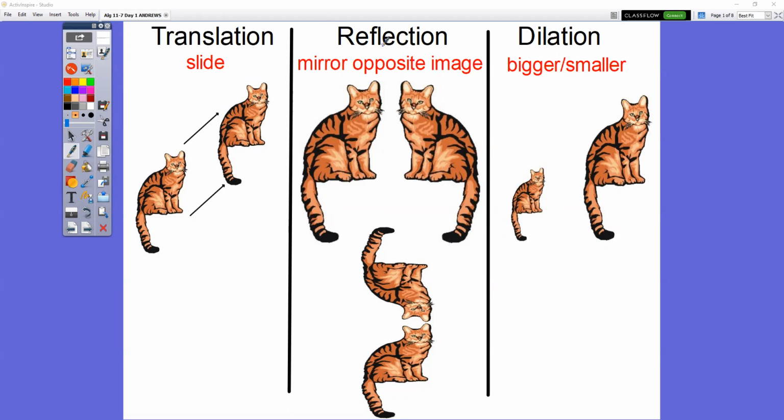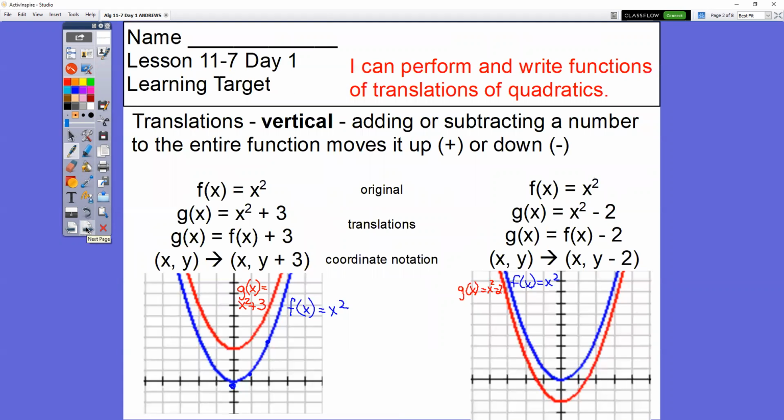Tomorrow's lesson, we'll be looking at reflections and dilations, and we'll talk more about those tomorrow. A reflection is a flipped opposite mirror image, and a dilation makes the graph bigger or smaller. So again, what you're looking at today are translations. All that we are doing is sliding the picture from one place to another place.